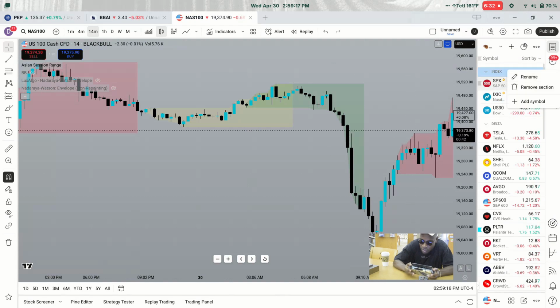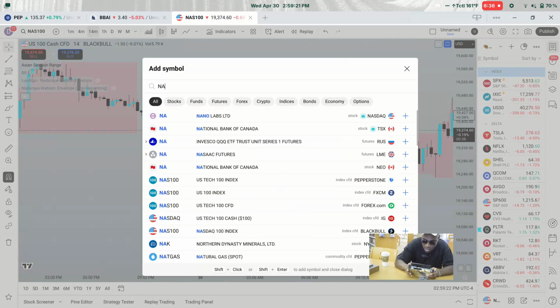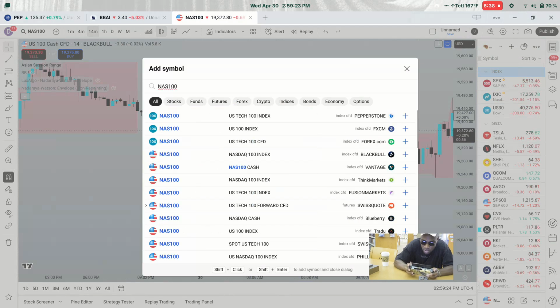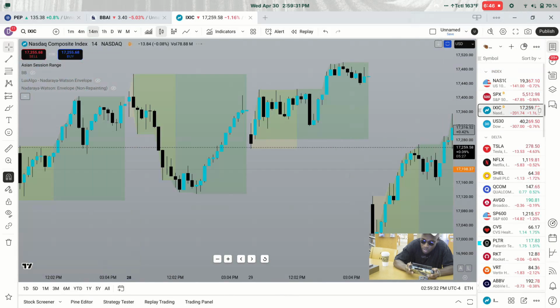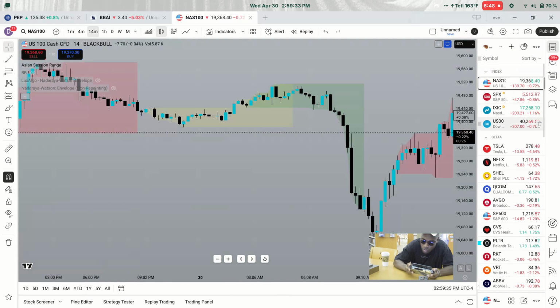I think there's another way to add a symbol. NAS 100. Okay. Yes. We want this one. Why do you want this one instead of this one? Because this one shows the Asian day.